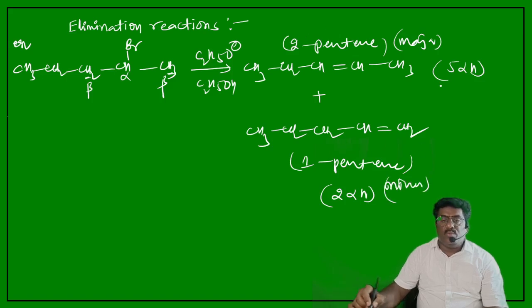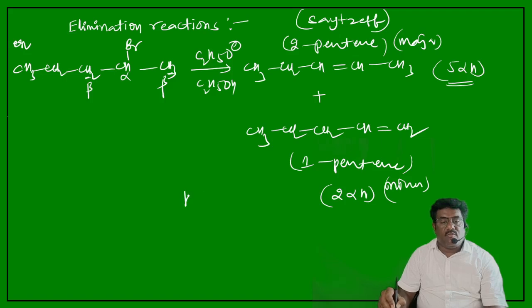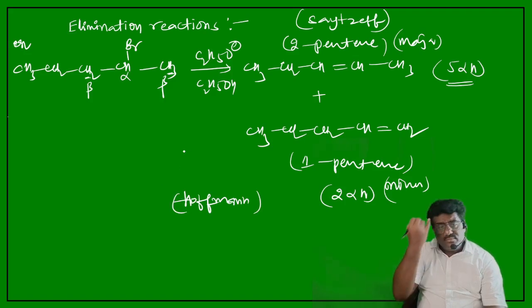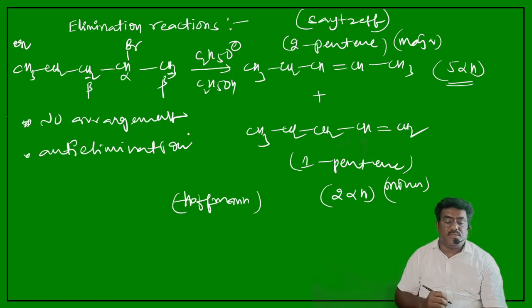Why? Because 2-pentene has 5 alpha hydrogens and 1-pentene has 2 alpha hydrogens. The more substituted product is the Saytzeff product. The less substituted is the Hofmann product. In the E2 mechanism, no rearrangement is possible, and it undergoes anti-elimination. Have a look at the next one.